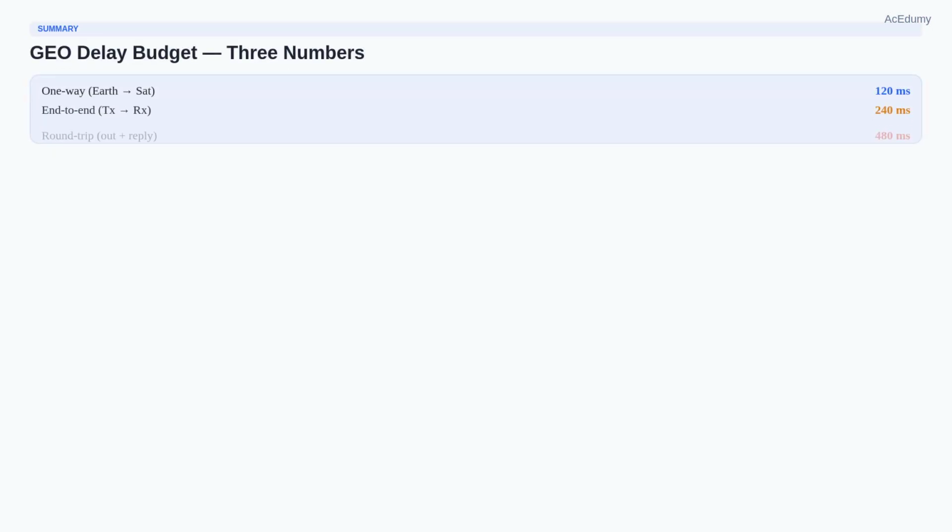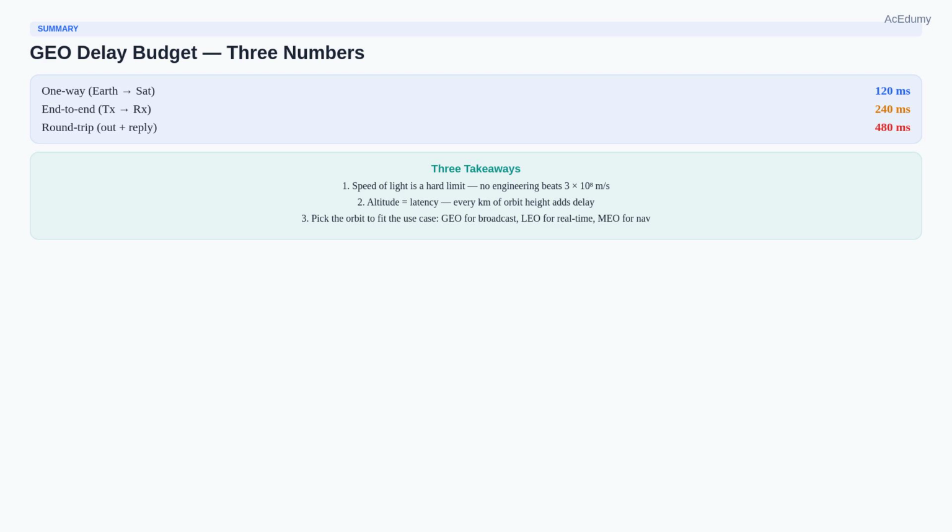Big picture. For a GEO satellite at 36,000 kilometers, one way up 120 milliseconds. End-to-end across two ground stations, 240 milliseconds. Round trip including the reply, 480 milliseconds. 3 takeaways. 1. The speed of light is a hard physical limit. No amount of engineering can beat 3 times 10 to the 8 meters per second. 2. Altitude equals latency. Every kilometer of orbit height adds delay.